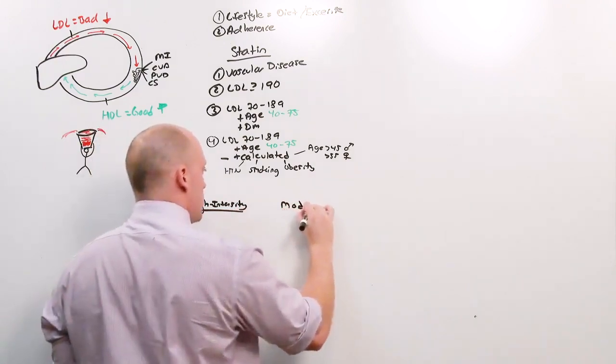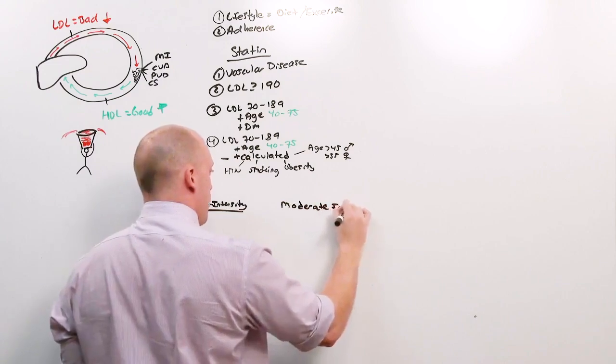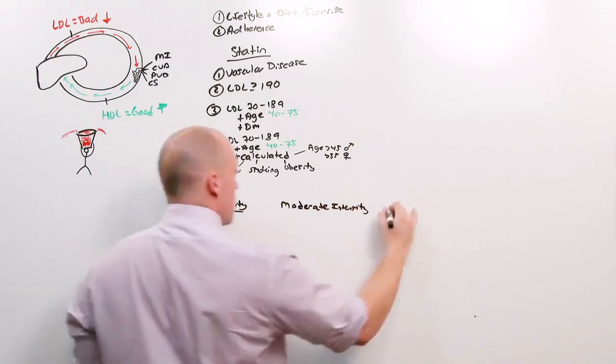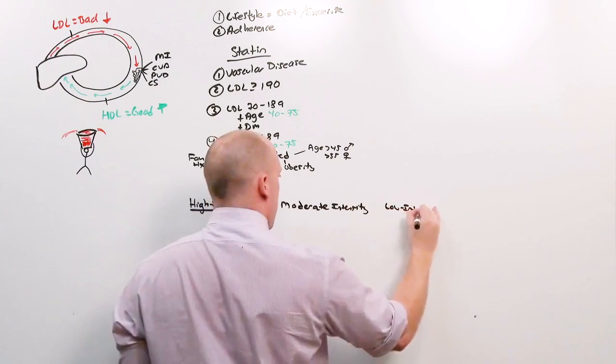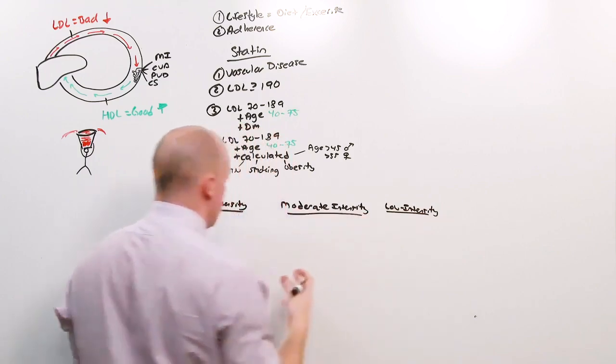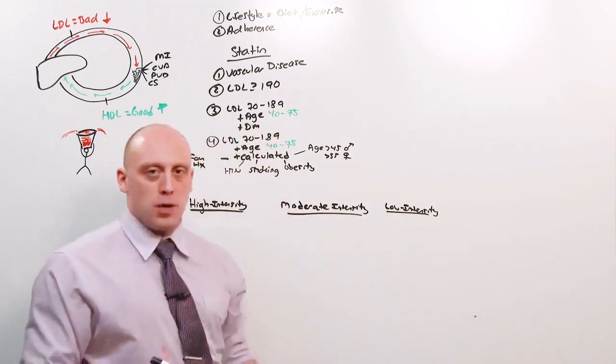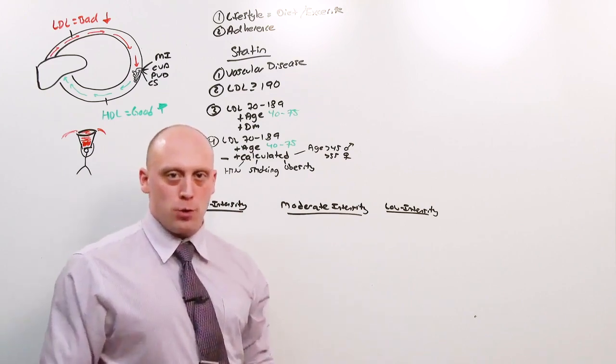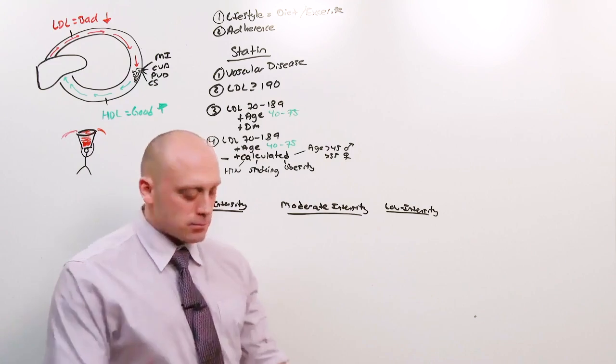There also is moderate intensity and low intensity. I'm going to write them up here because I want you to hear them and see them, but it's not worth memorizing all of them. I'll show you which ones you should memorize, the ones listed in green.